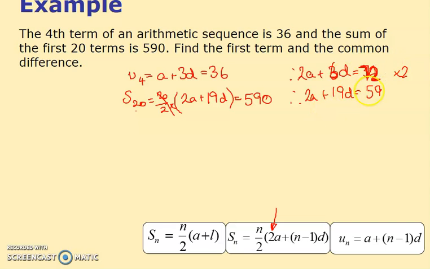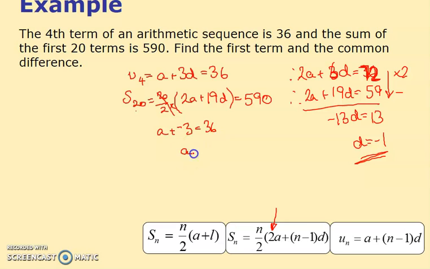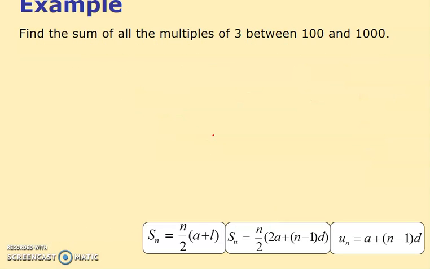Just me being a bit lazy. And what we're going to do, I'm going to subtract going downwards. That will disappear. I'll get minus 13d equals, and that looks like 13 to me, so d must equal minus 1. And if d is minus 1, I can come back over to here, chuck it in here. a plus minus 3 equals 36. I reckon a is 39. Perfect. So it just works out quite nicely, and very often this just comes down to simultaneous equations.